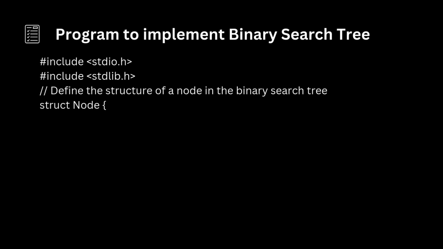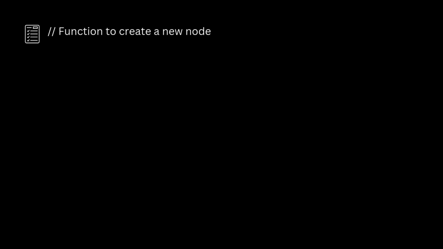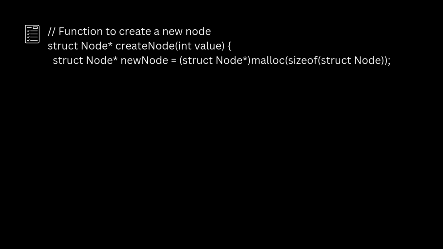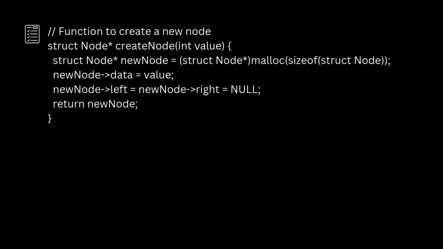This defines a structure node to represent a single node of the binary search tree. Each node contains data, an integer value stored in the node, a pointer to the left child, and a pointer to the right child. Now let's create a node. This allocates memory for a new node, assigns the given value to data, and initializes both left and right children as null, since the node doesn't have any children when created.